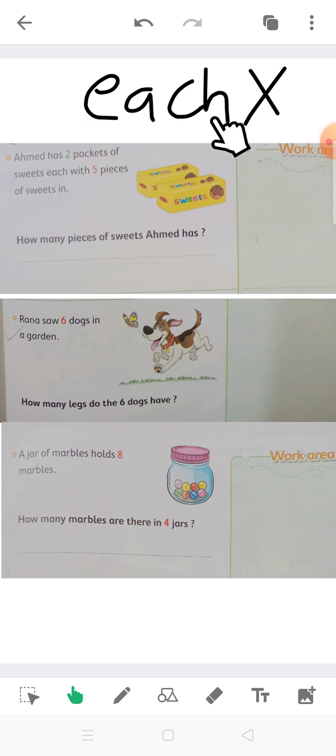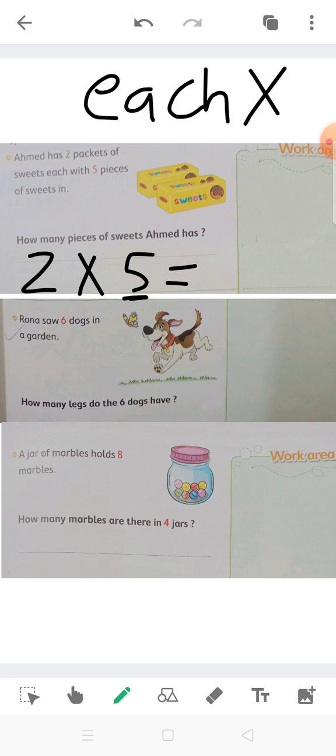I've got the keyword of multiply. Okay, we just take these numbers and write them down. Okay, 2 times 5. 2 packets, okay, 2 groups of 5 elements, pieces. Okay, what does it equal? Let's work here. I can work 5 as a repeated addition. 5 is repeated 2 times. 5 plus 5 equals 10.